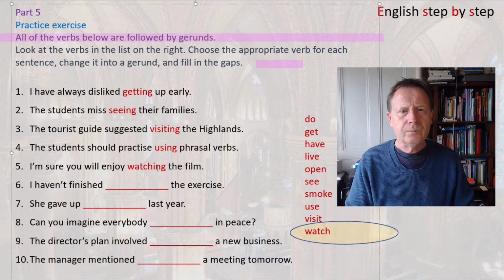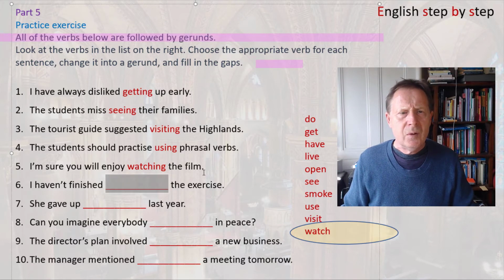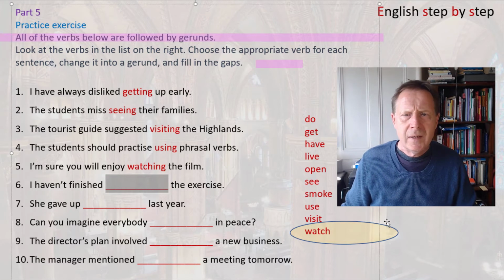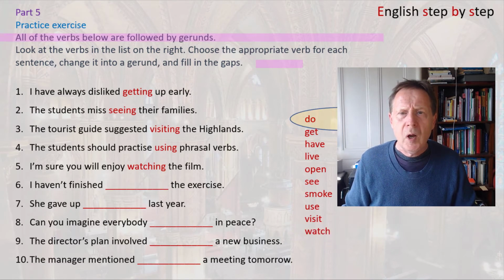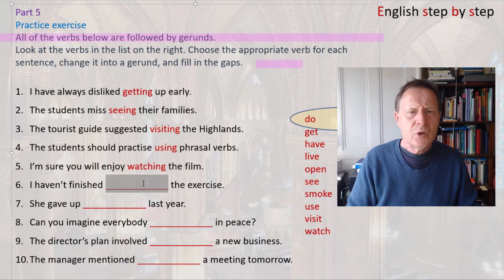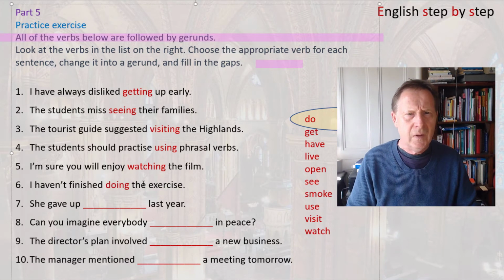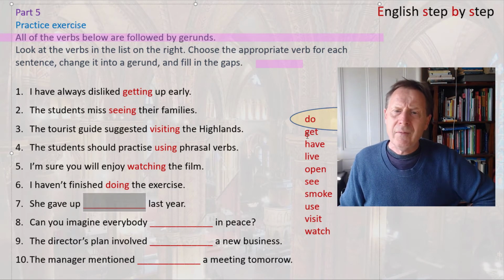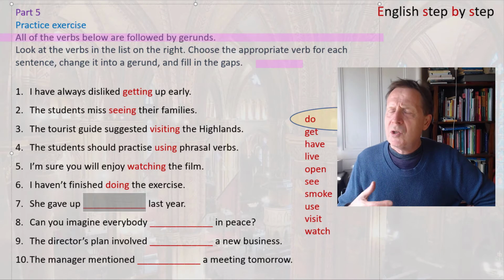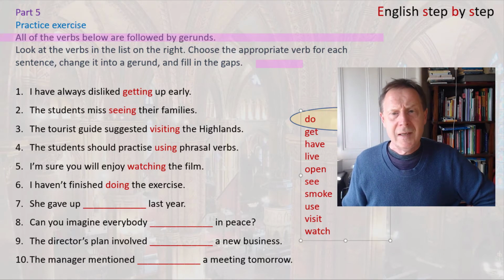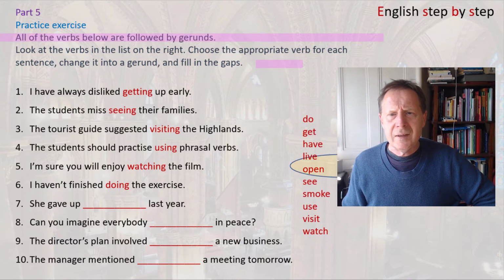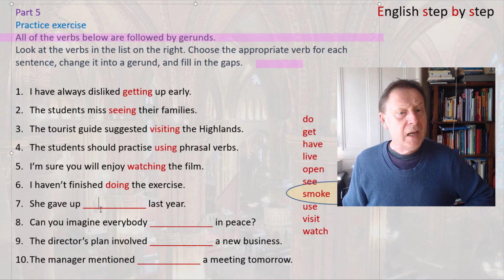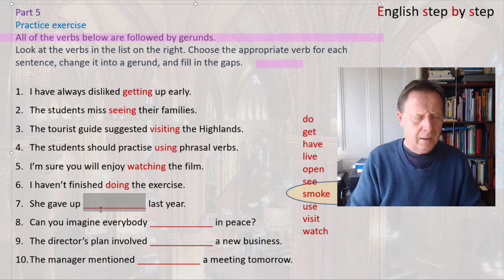watching the film. Now the next one is about the exercise. So if you talk about an exercise, the best verb is do, because you do an exercise. So I haven't finished doing the exercise. The next one, give up. Well, if you talk about giving up something, it means stopping an activity. In this case, the best verb is smoke. She gave up smoking last year.